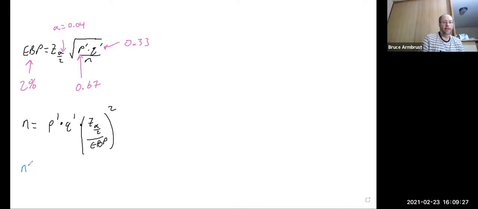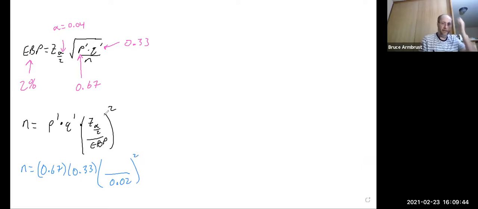So we're going to have n is equal to P, 0.67, times Q, 0.33, times, well, our error bound is 2%, so 0.02. But then we need to get our z of alpha over 2. Since alpha was 0.04, that means we need z of 0.02. So we'll get that by using the calculator.